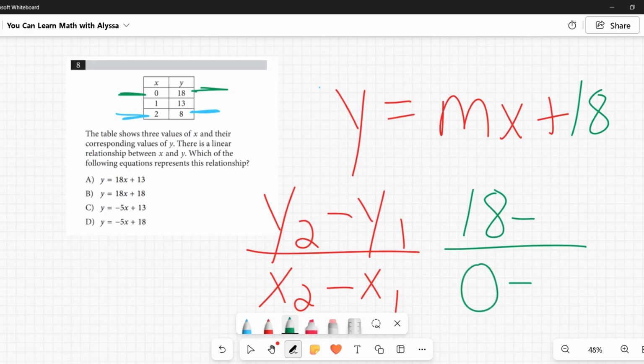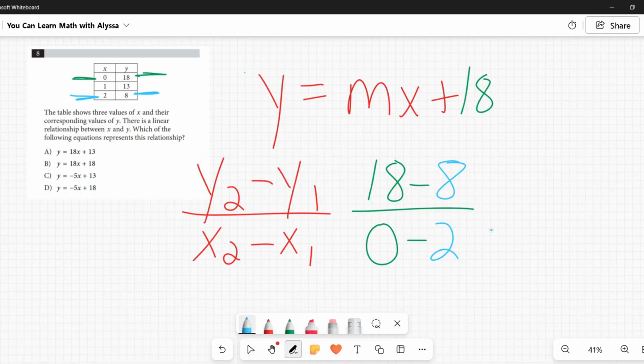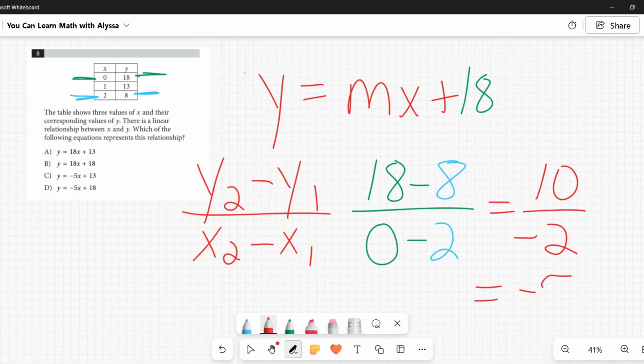And I'm going to be subtracting, because that's what my formula says. Then I take the second point. The second point is 8 for the y, 2 for the x. So 8, that y, goes on the top, and 2, the x, goes on the bottom. Now I just subtract. 18 minus 8 is 10. 0 minus 2 is negative 2. I can simplify that. 10 divided by negative 2 is negative 5. Negative 5 is my slope.